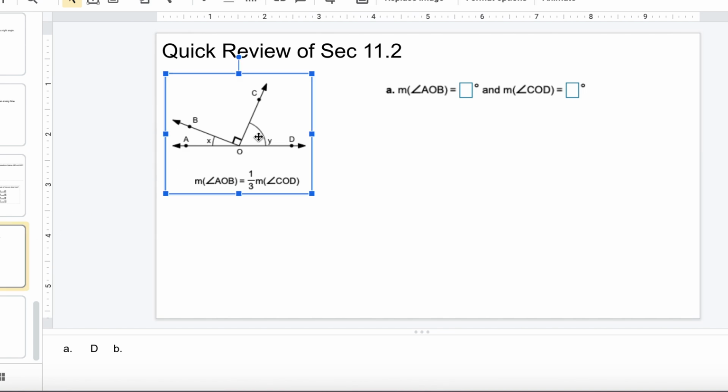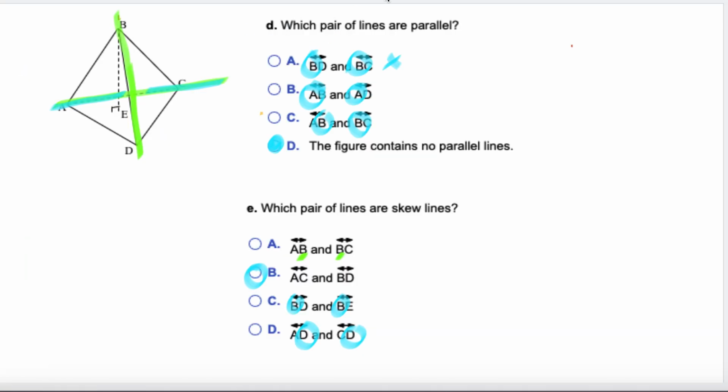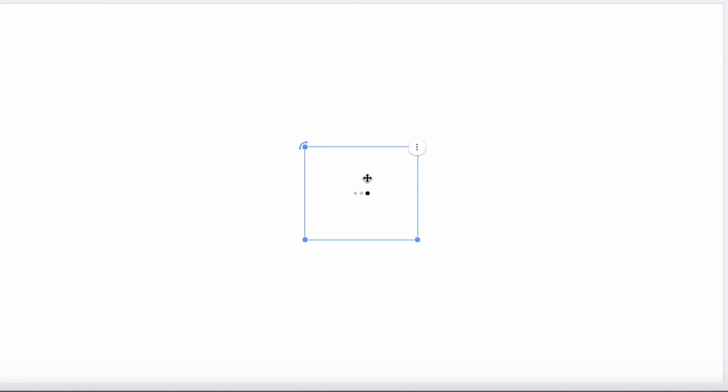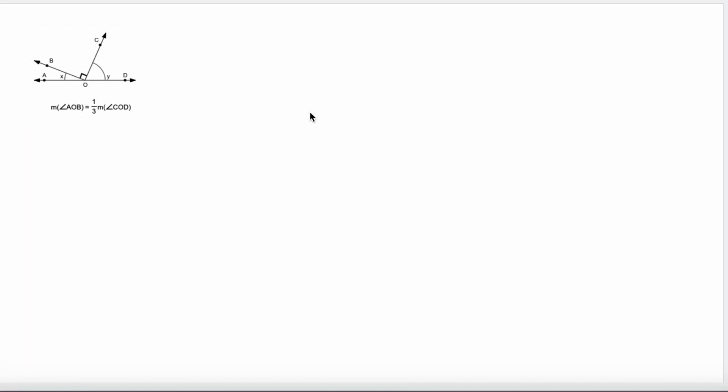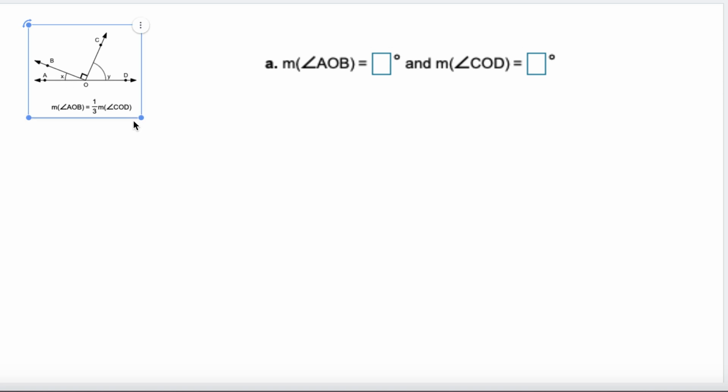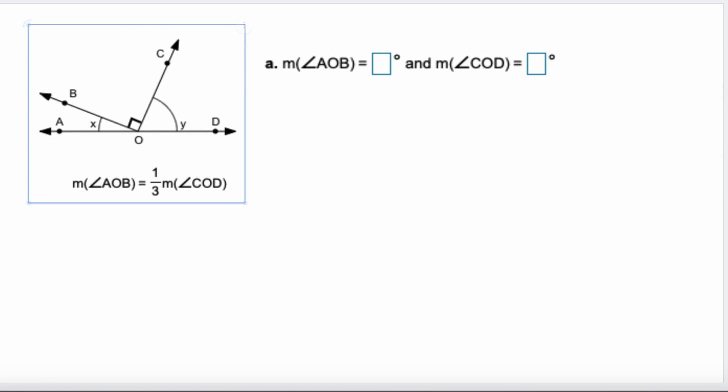Okay, one last question. I think this is very helpful for you to solve some problems in the homework or quiz or test. Let's do this one because this is a little bit tricky. I thought I could help you a little bit. Here's a question. The measure of angle AOB, which is x. That's an x, so you need to find the x there, right?